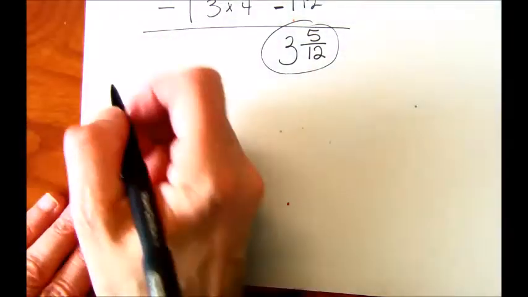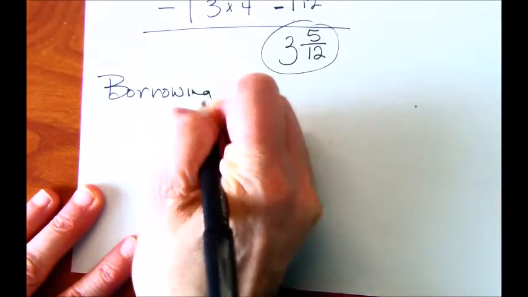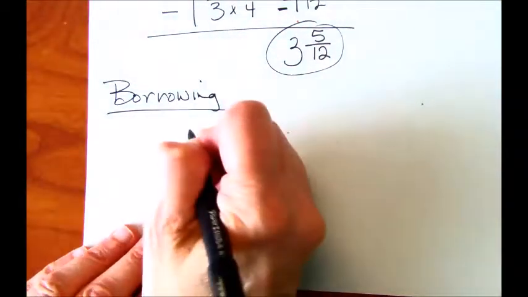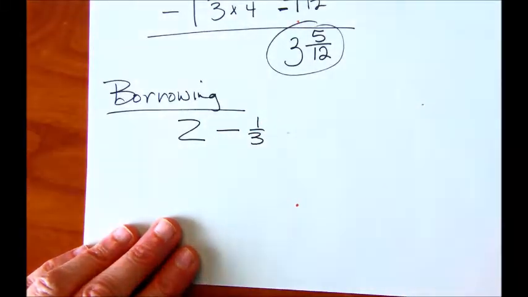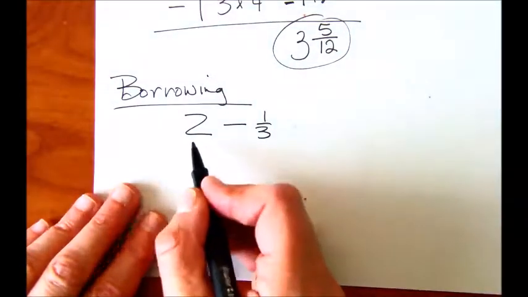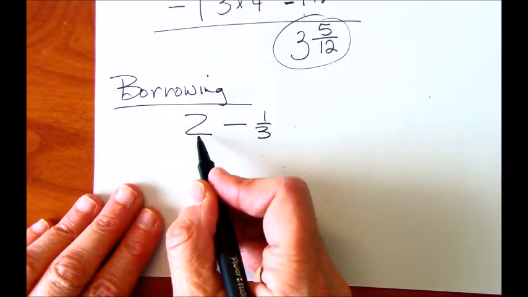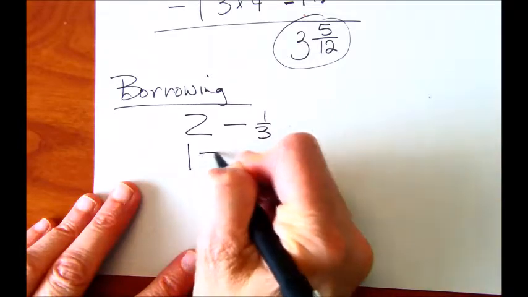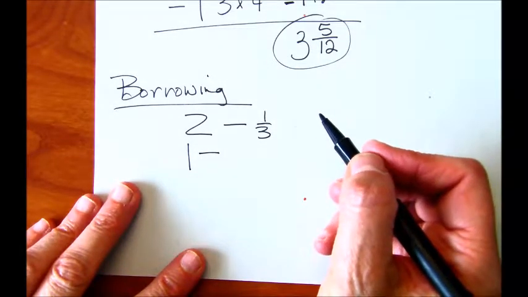Okay, let's do a little bit of borrowing. And this is slightly harder, but not terribly. Let's say we have 2, and we're going to subtract from that 1/3. So what we want to do is take this 2 and create a mixed number. So if I take away 1, I'm left with 1, and I want to make a fraction that is going to be equivalent to 1.